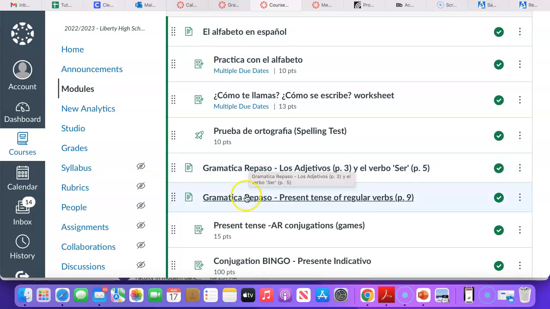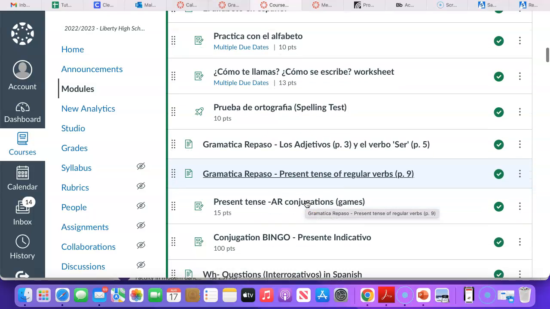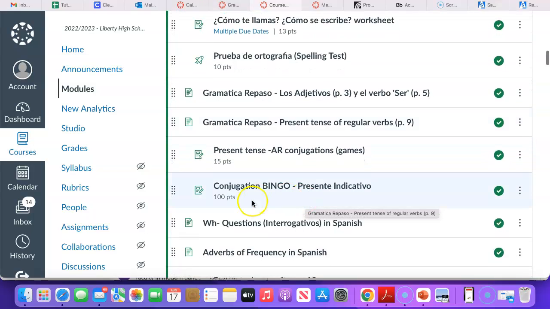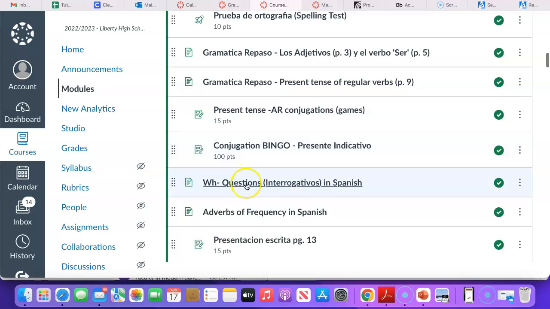And today and tomorrow we're going to be reviewing adjectives and the verb ser, which is the verb to be, and then we're going to spend at least 2 classes, maybe a third if need be, on how to conjugate verbs in the present tense. We'll finish off with a little bit of conjugation bingo, and then WH words. These are called interrogatives. In English, who, what, when, where, why, and how.